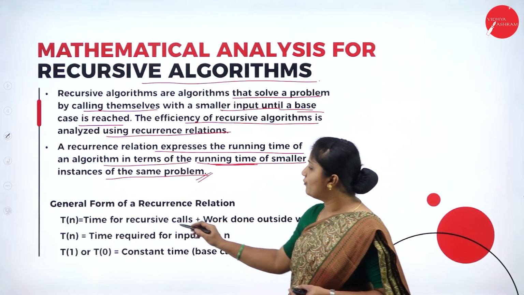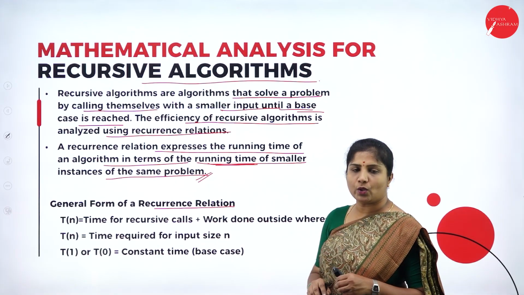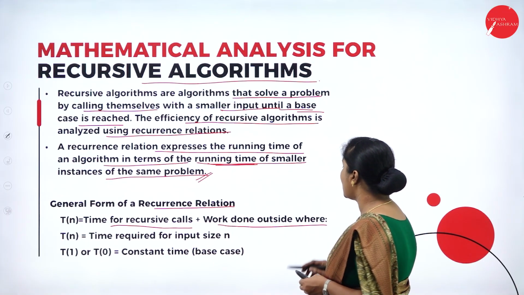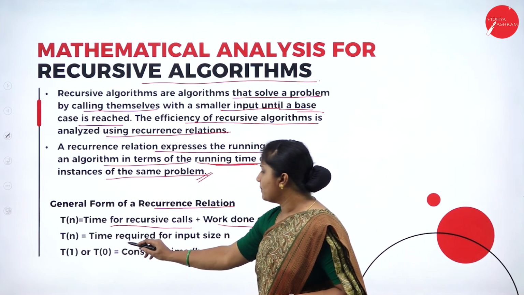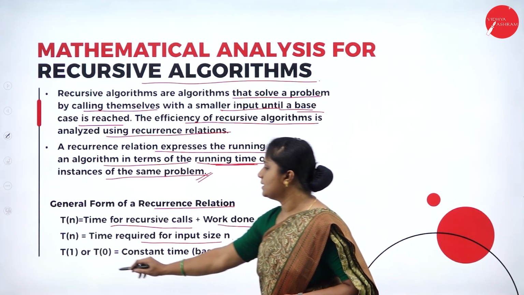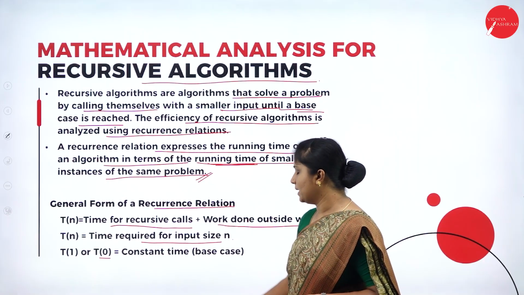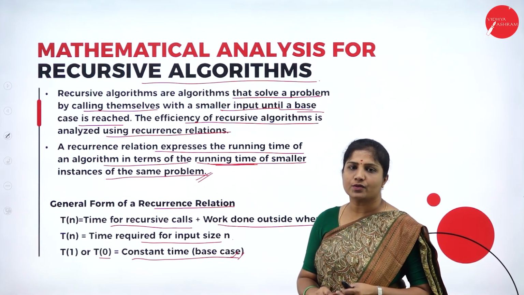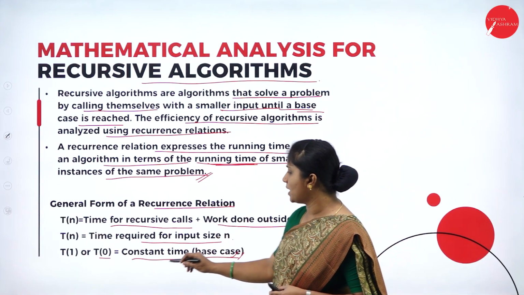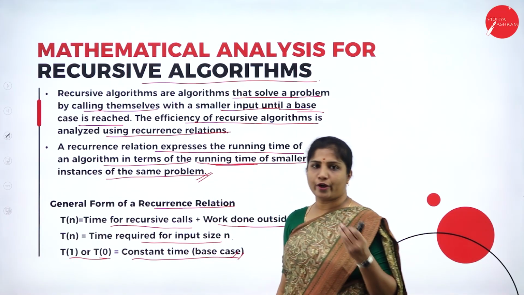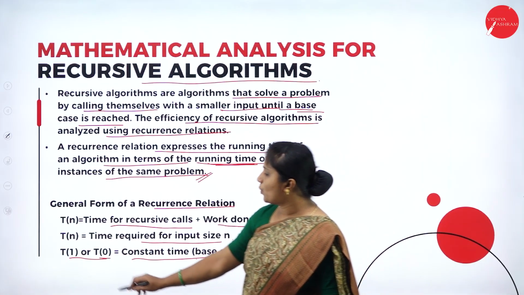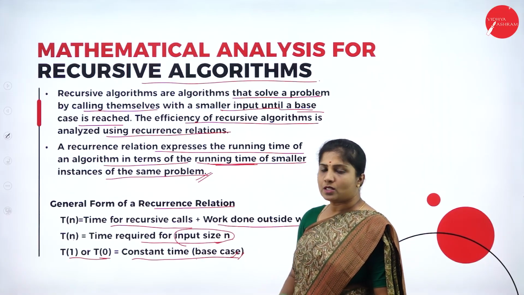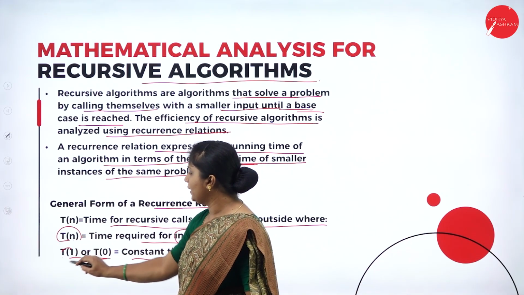So, what is the general form of a recurrence relation? How can I denote it? It's T of n, that means time for recursive calls plus work done outside. The time required for input size n, that is T of 1 or T of 0, may be a constant time, that is the base case. So the general format for the recurrence relation is T of 1 or T of 0 for the constant time, and T of n for the time required for the input size n. This is how we can denote T of n and T of 1.